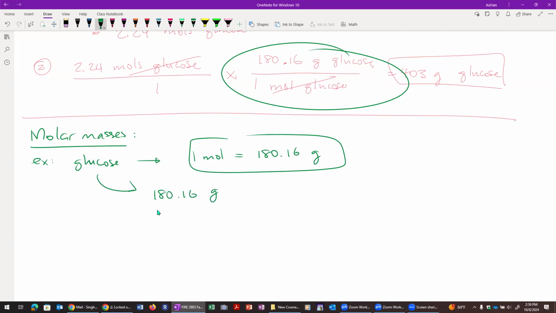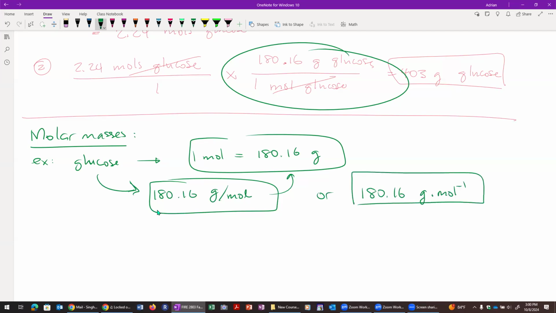Alternatively, we can say the molar mass for glucose is 180.16 grams per mole. That means the same thing. It means that for every 1 mole of glucose, we have a mass of 180.16 grams, or sometimes you'll see 180.16 grams times moles to the -1. That is the same. There's nothing different about that compared to the one before.